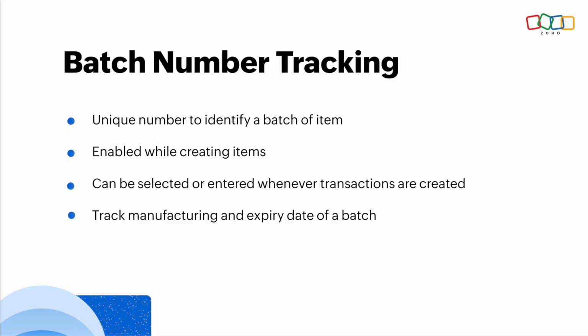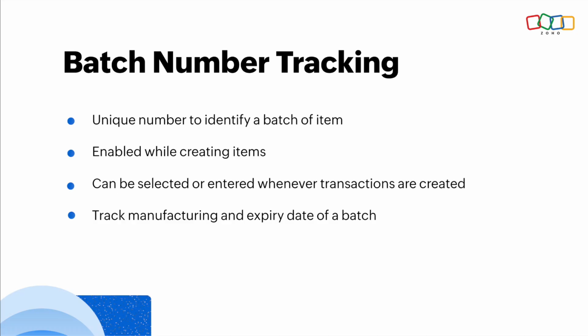Likewise, we also have batch number tracking. This is nothing but a unique identifier, but for a batch of items. So this will not be for each and every quantity of an item, but for a batch of items. Let's say I have a box of pencils which consists of 100 pieces of pencils. In that case, I will use 10 pencils as one batch. So these 10 pencils will go into one batch, and each and every pencil will have a serial number also.